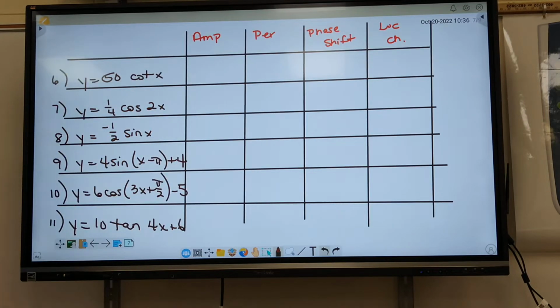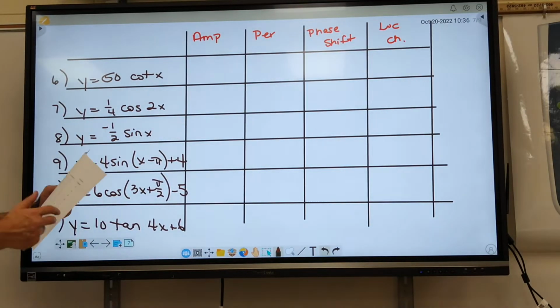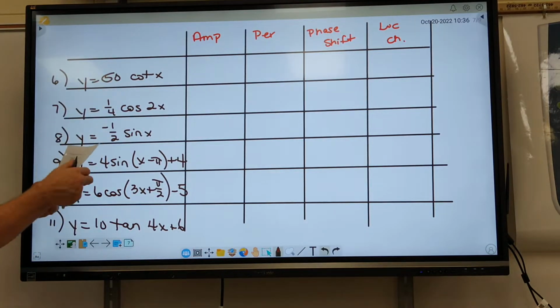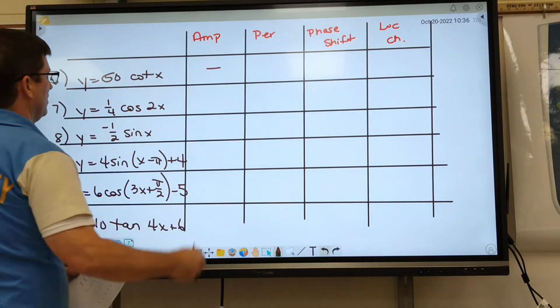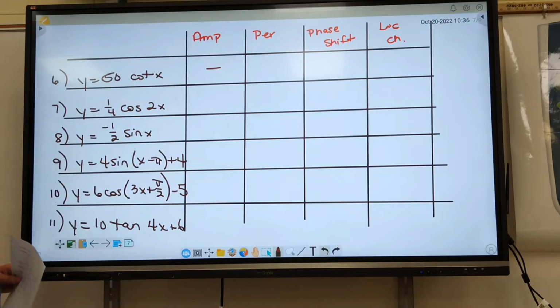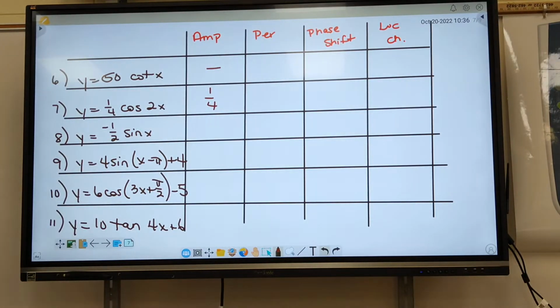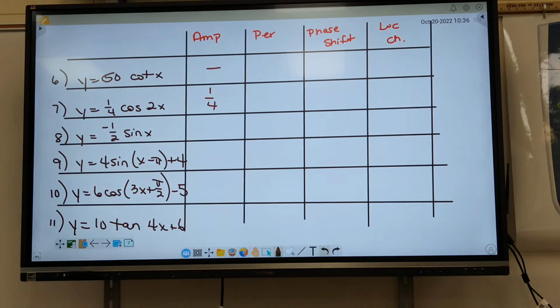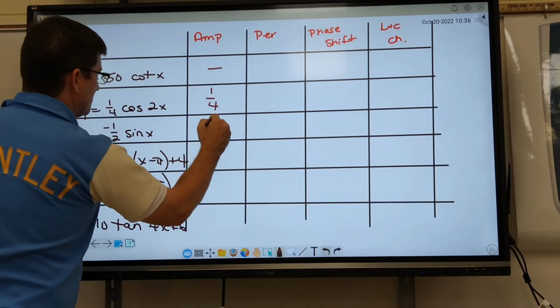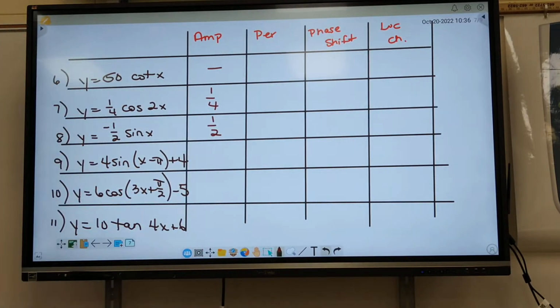All right, let's go to number 6. Number 6, what do we have in front of cotangent? Whoops, cotangent doesn't have one. 7, 1, 4. All right, somebody's going to miss number 8. Hold on, look back at your formula sheet, Jason. It says absolute value of A. Absolute value means it's always going to be positive. So this answer is just positive 1/2. Absolute value is always positive.